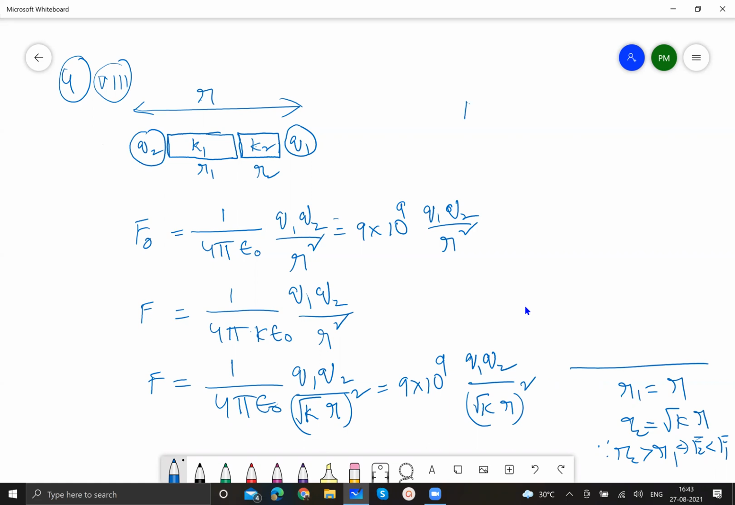So F is equal to 9 into 10 to the power of 9 into Q1 Q2 by, because two dielectric slabs are there, (root K1 r1 plus root K2 r2) whole square.